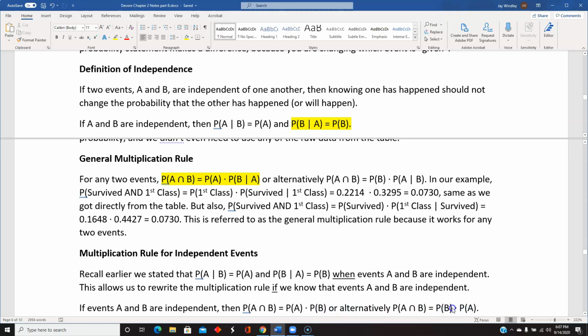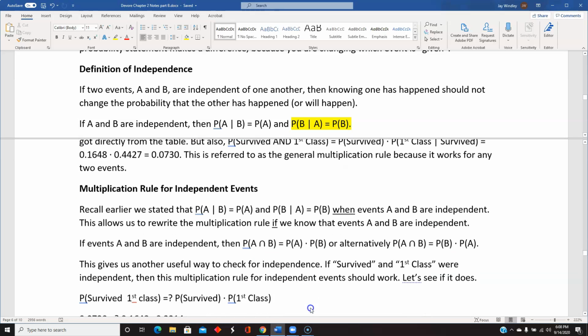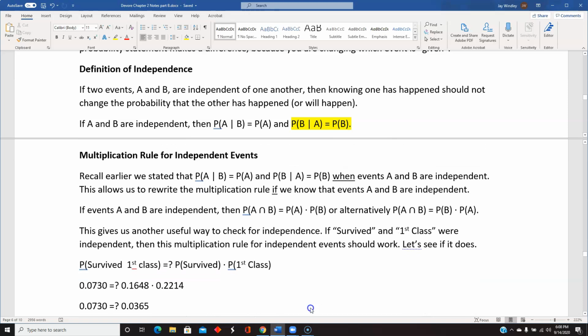And you can multiply them the other way around if you wish. That's no big deal. But even though students try to do this multiplication a lot, it's very important that this multiplication will only work when the events are independent. As a matter of fact, this gives us another way of checking independence. If you multiply these two probabilities and you get this probability, then that means the two events are independent.